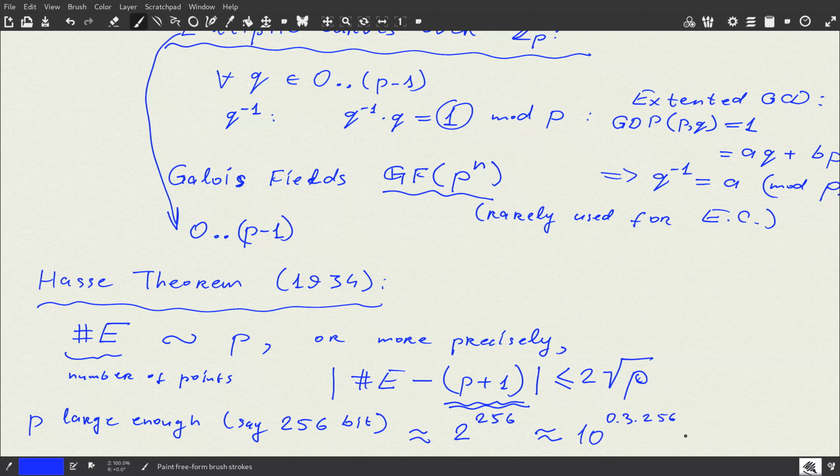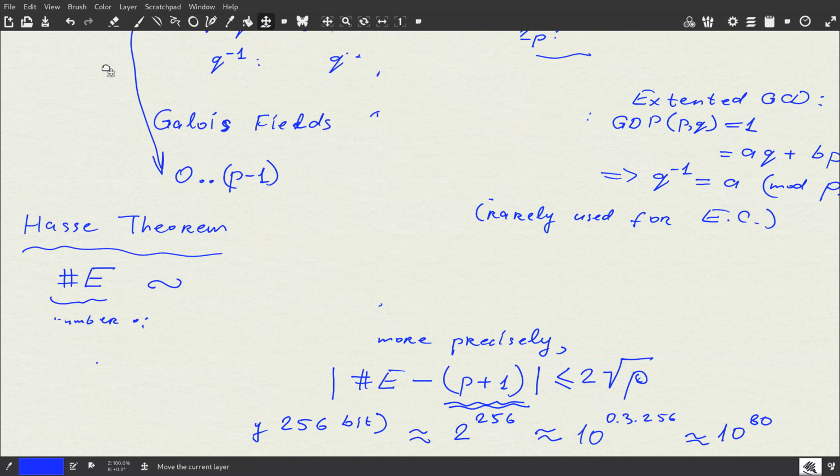Therefore, it is about 10 to the power 80, something like that. Okay? I deliberately do not compute it more precisely. You can do it. Which is a huge number of points. So then it means that direct exhaustive search over this number of points is not possible.